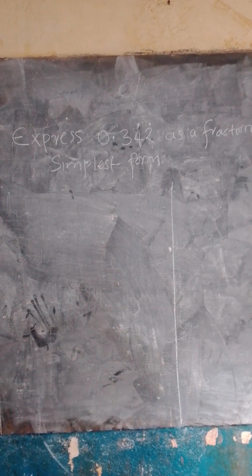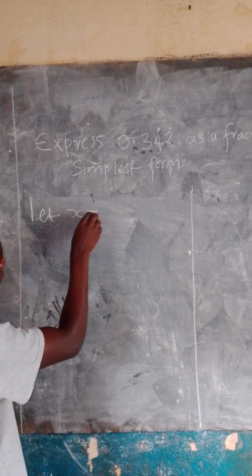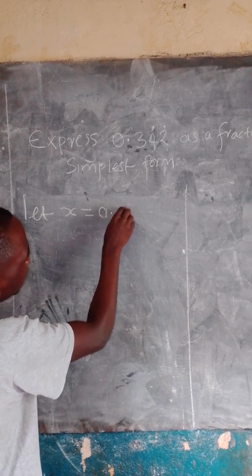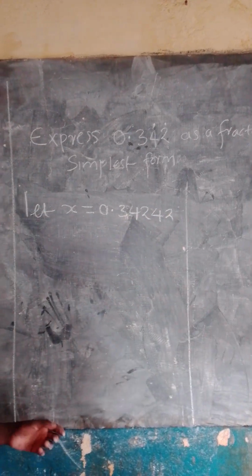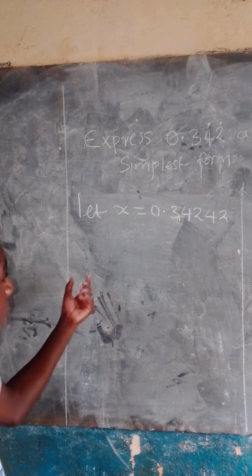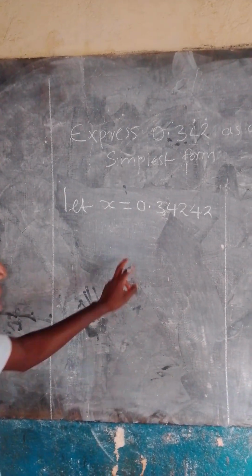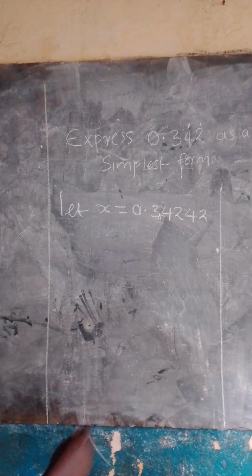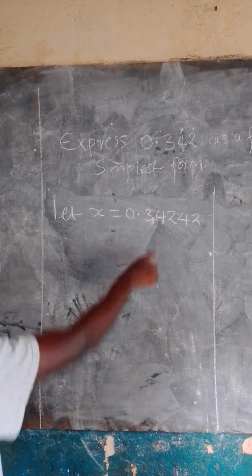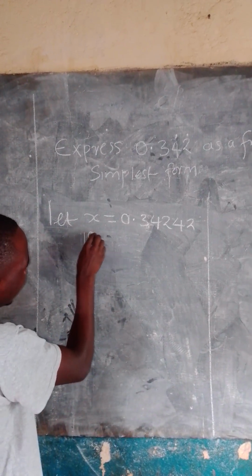Therefore, now we let x be 0.34242. You can write as many recurring decimals as you wish, because this number is too long, so at this point we can stop at that point. And if x is 0.342342, what about now 10x?